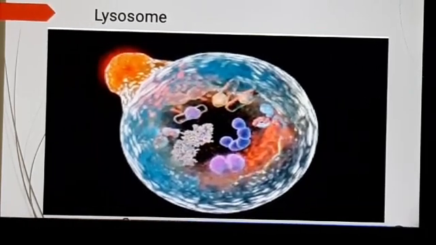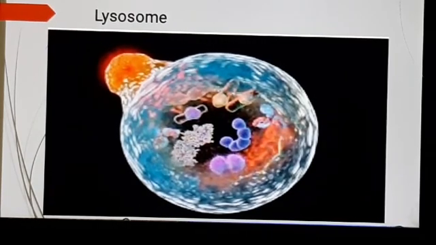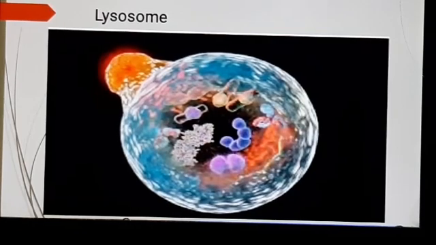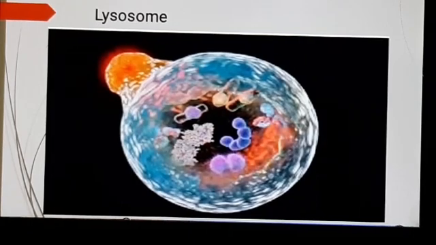These are also responsible for the autodigestion of worn out cell organelles. It means that when the cell works for years and years, the cell becomes aged and a few cell organelles' efficiency becomes very low. So they become worn out. They are not actively working. In that case, these lysosomes digest the worn out cell organelles.